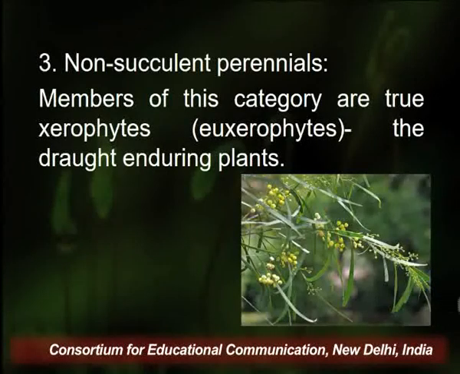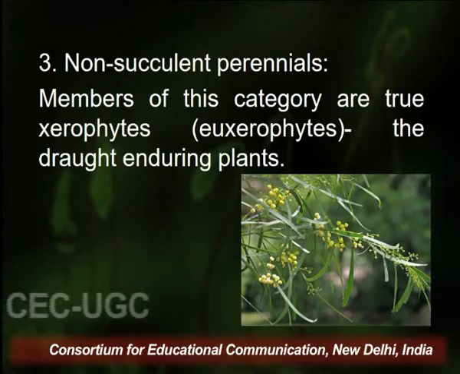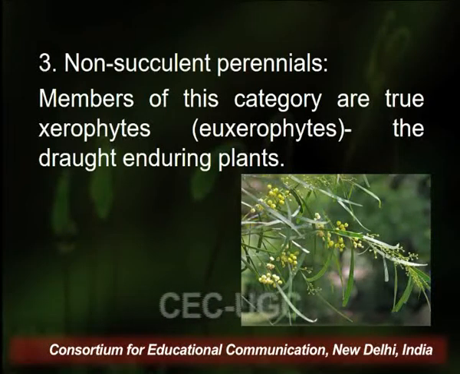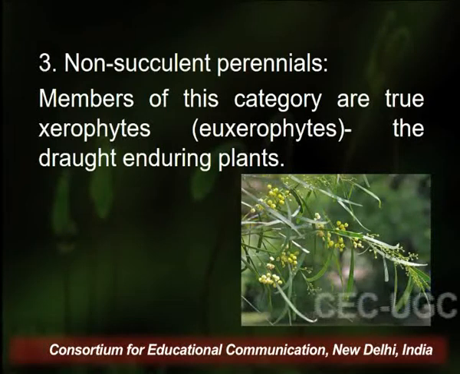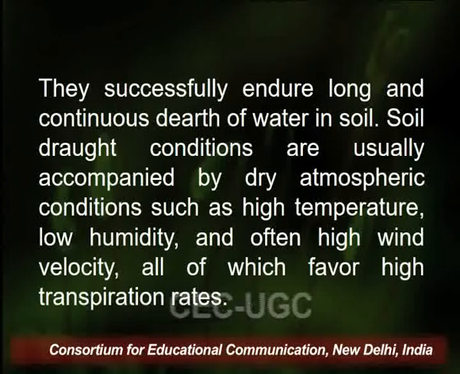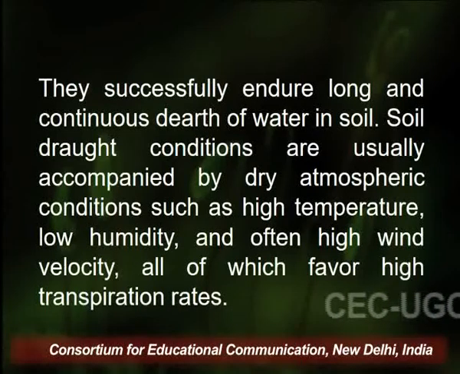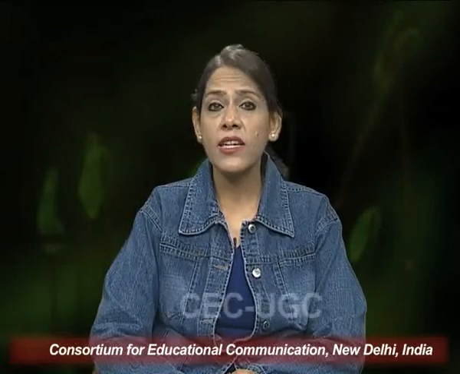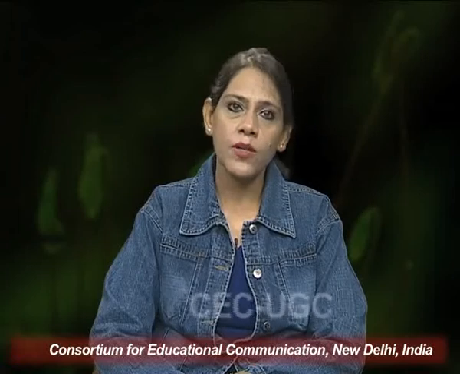Now, moving on to the third type of xerophytes, the non-succulent perennials. Members of this category, which are known as drought-enduring plants, successfully endure long and continuous dearth of water in the soil. Soil drought conditions are usually accompanied by dry atmospheric conditions such as high temperature, low humidity, and often high wind velocity, all of which favor high transpiration rates.